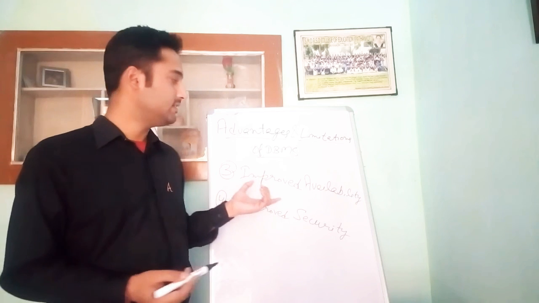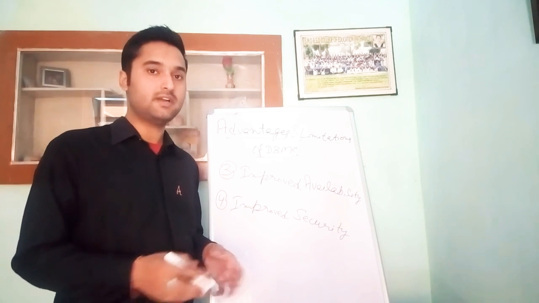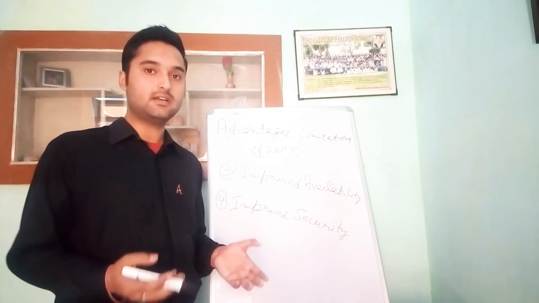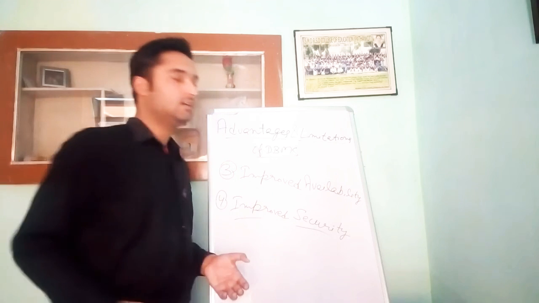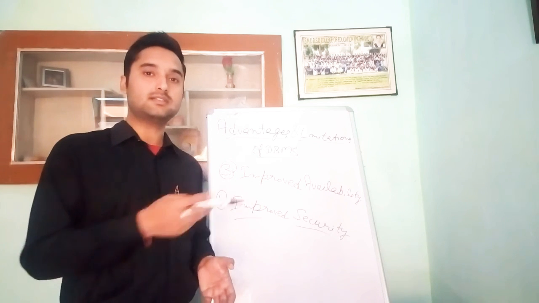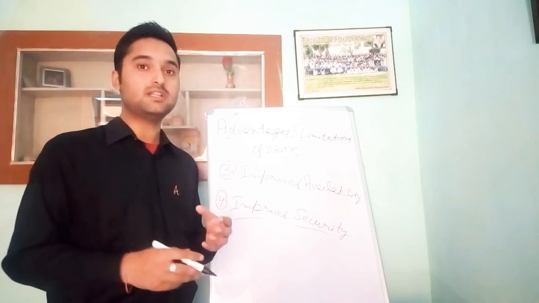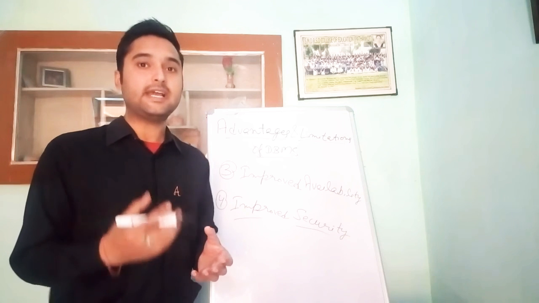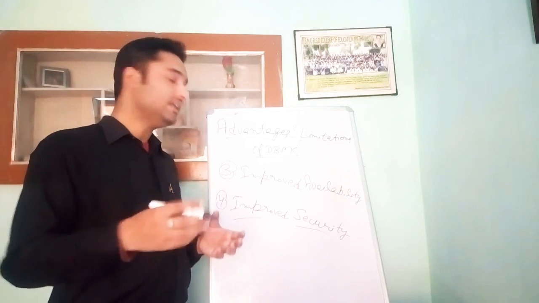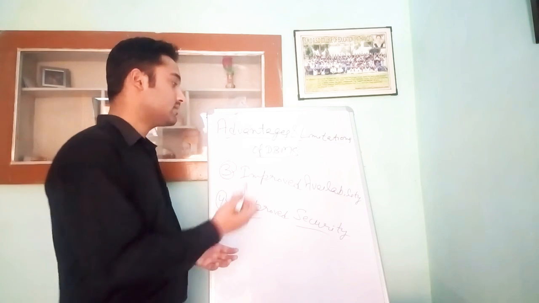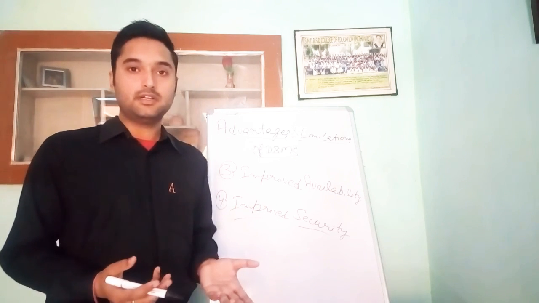So simply, improved availability means we have 24/7 availability of our data. Whenever we want to retrieve the data, we can do it easily. The fourth one is improved security. It means no unauthorized person will access the data stored inside the DBMS. Only the authorized person who has the ID and password given by the DBA, the database administrator, can access the data inside the DBMS. So obviously the improved security is done.